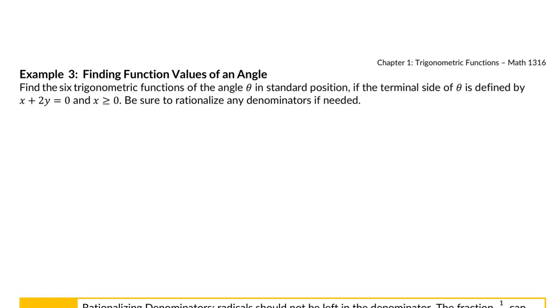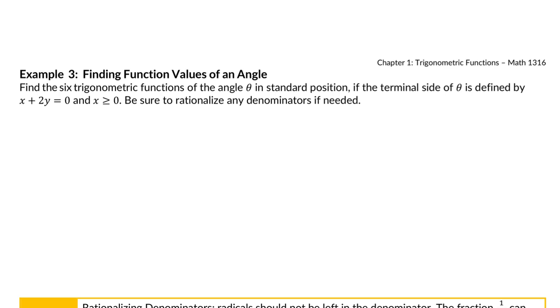Our third and final example today is the same question, except that I didn't just give you the coordinate point. We're asked to find the 6 trigonometric functions of angle theta in standard position if the terminal side of theta is defined by the equation x plus 2y equals 0, with the caveat that x has to be greater than or equal to 0. We're going to rationalize any denominators that we find. So we still want a coordinate point so that we can see which quadrant it lies in and what our x and y values are.